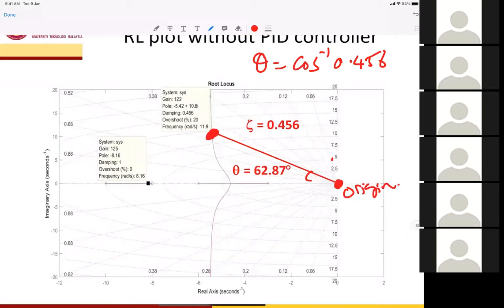Negative 5.42 plus j 10.6. Aina. Negative 5.42 plus j 10.6. Where are you? You from another planet? It's minus 5.42 plus j 10.6. Okay, so that is the dominant pole, and the third pole value.